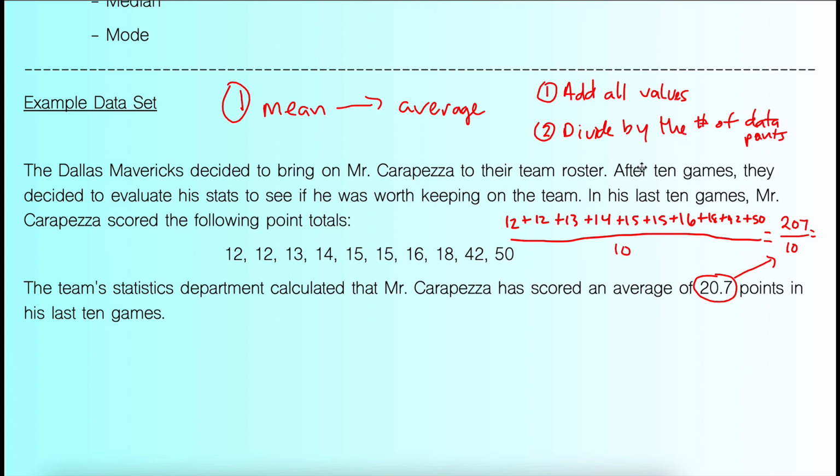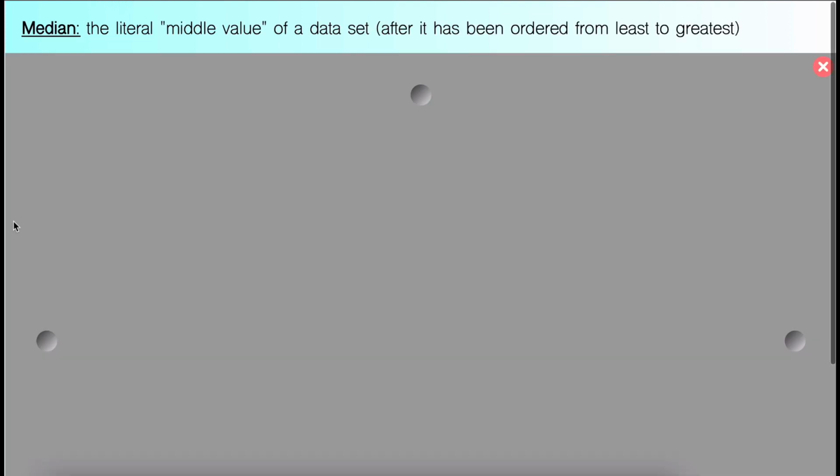You're going to have an opportunity to try this on your own a little bit later. But for now, once you've gotten this written down, we're going to move on to our next measure of center. And that is the word median.